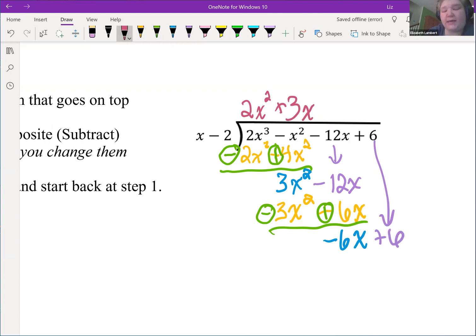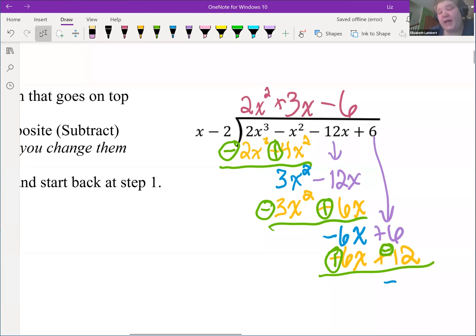And once more, x times what gives me negative 6x? Negative 6. Then we multiply. Negative 6x, and now this is a plus 12 for the moment. Don't forget, we've got to change the signs. When I'm changing a positive to a negative like this, I like to just sneak it up in there. So 6 plus negative 12 is going to be a negative 6, and that is our remainder. Two ways to write it.